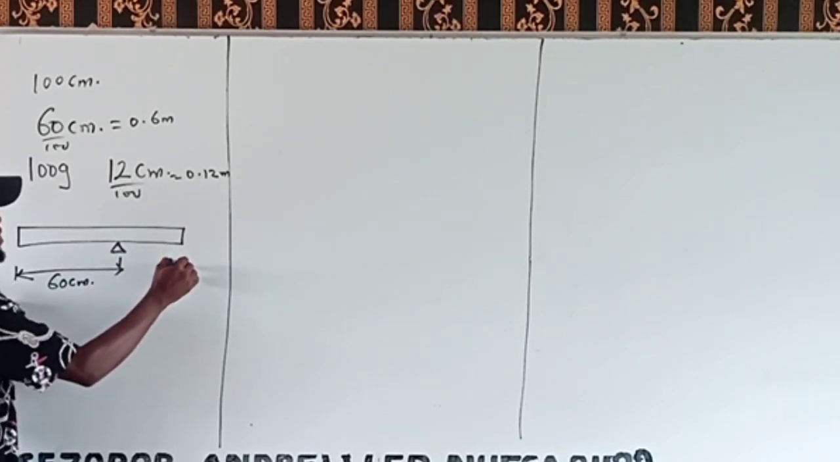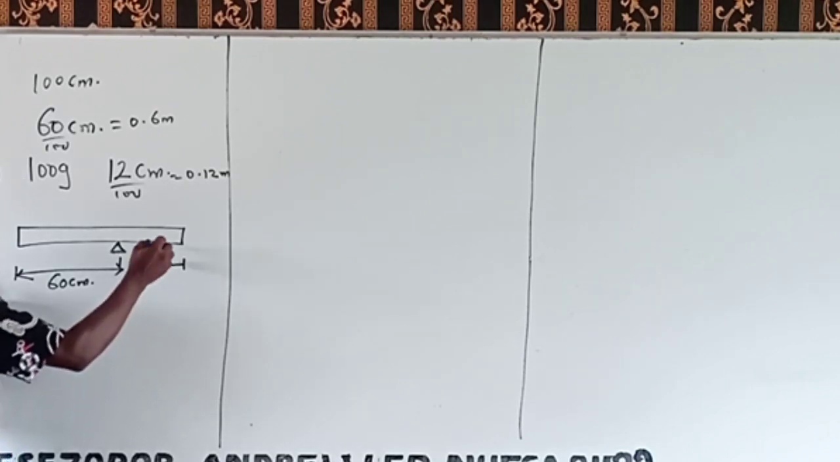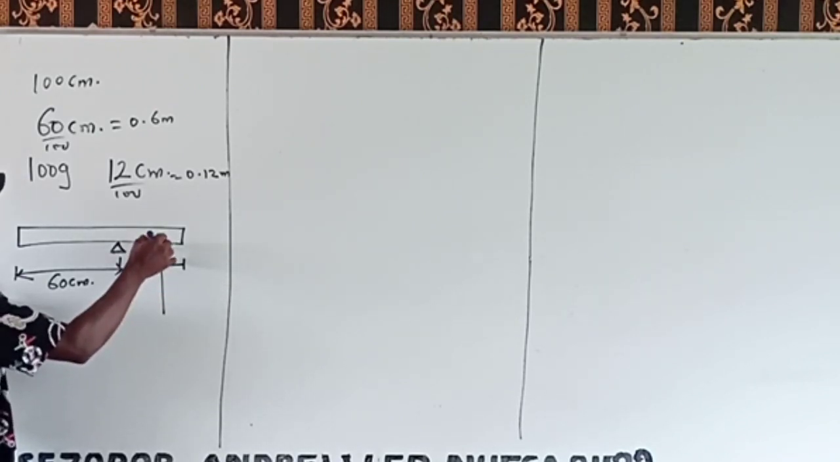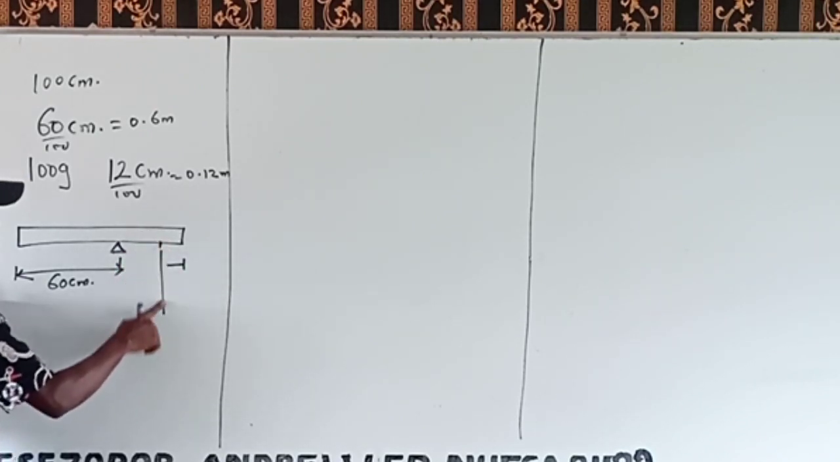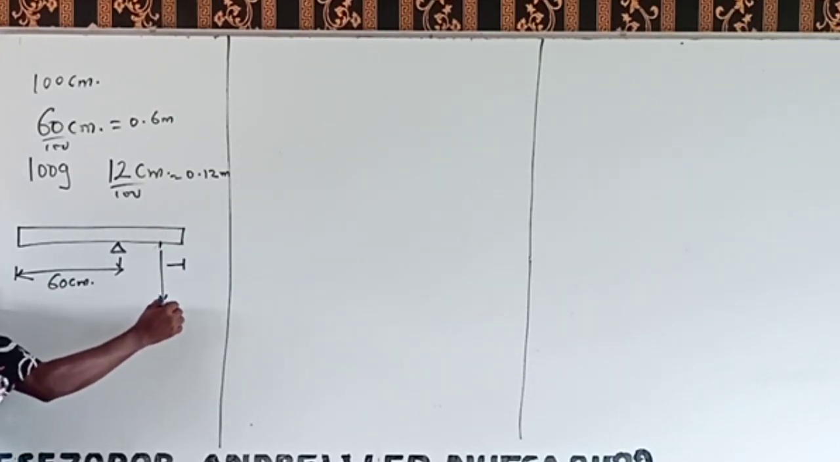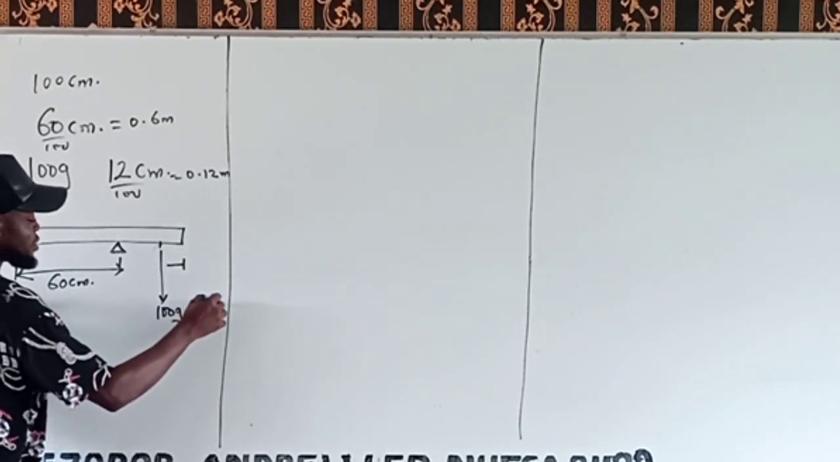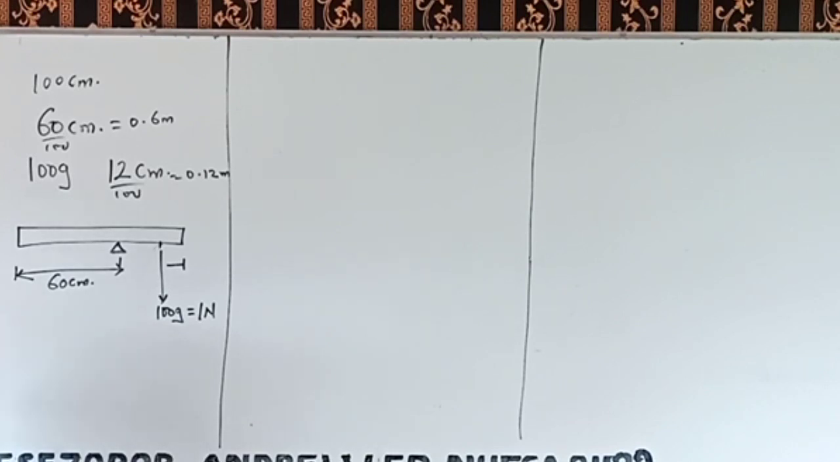So I'm going to measure 12 cm from this place, and I'll have this point now. I'm now having a mass hung 12 cm from here. So the mass was 100 grams, and to convert 100 grams to Newton, just divide. If you want to convert from grams to Newton, divide by 100. Like that, I'm going to have 1 Newton. If you want to convert to kilogram, divide by 1,000.